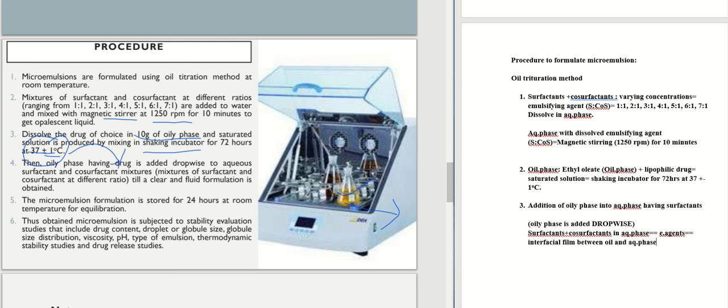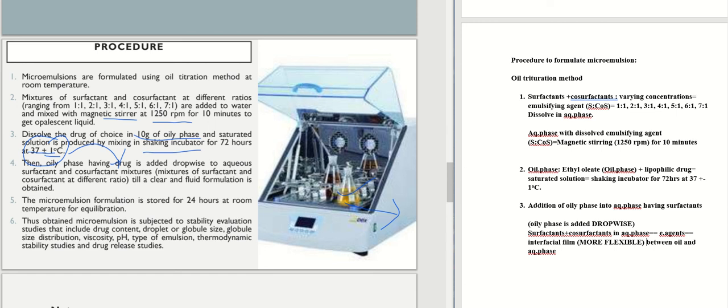And the difference between the interfacial film of a microemulsion and macroemulsion is its flexibility. In microemulsion, the film would be more flexible. A more flexible film is formed because of the combination of surfactants and co-surfactants. So likewise, while we are adding the oil phase into the aqueous phase, it should be under continuous stirring. The aqueous phase should be under continuous stirring.